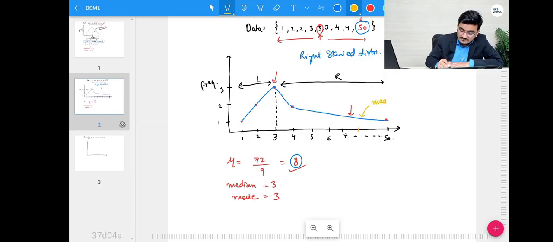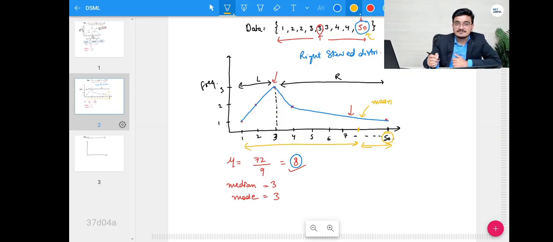Here my mean will lie, right? Now the problem is central tendencies refers to the middle or central elements in our data, but we can see the mean is towards the right side of the data distribution, right? This data distribution and this data distribution, we can see mean is on the right side because of this particular outlier where a very high value is affecting the mean.